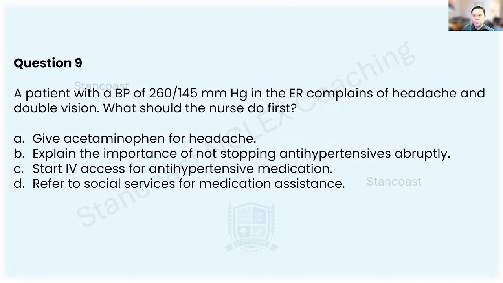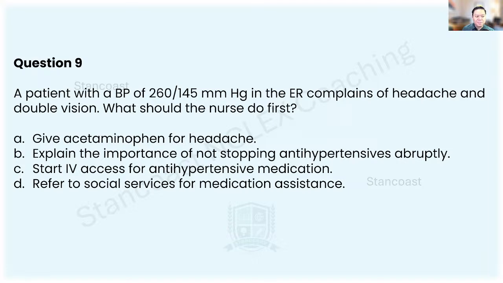A patient with a blood pressure of 260 over 145 mmHg in the ER complains of headache and double vision. What should the nurse do first? A, give acetaminophen for headache. B, explain the importance of not stopping antihypertensives abruptly. Or C, start IV access for antihypertensive medication. And D, refer to social services for medication assistance.